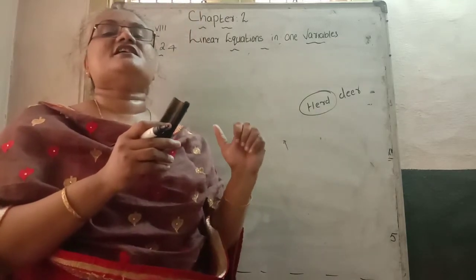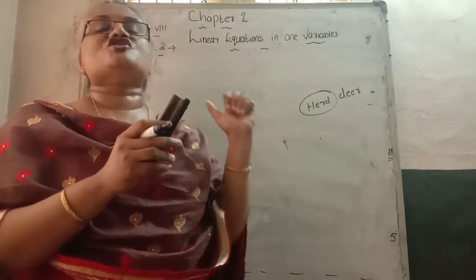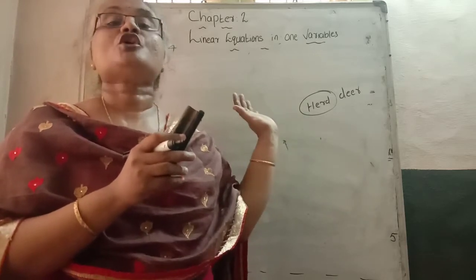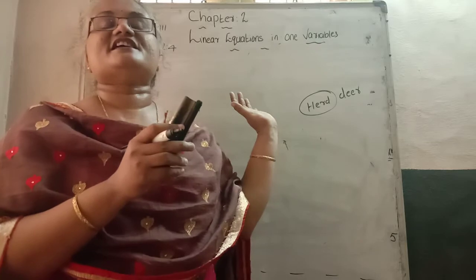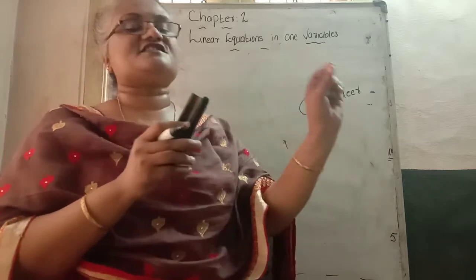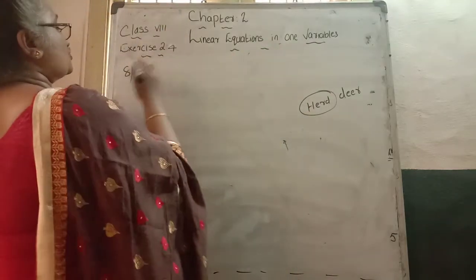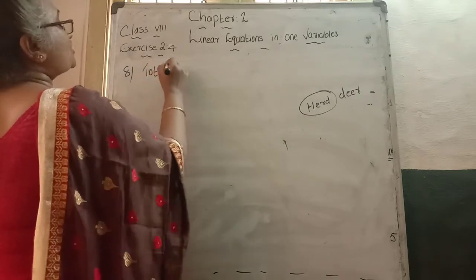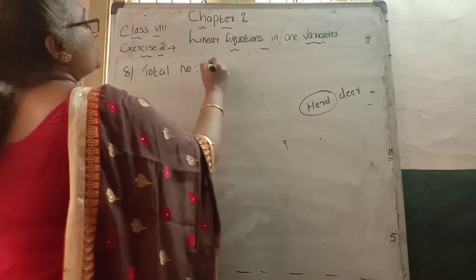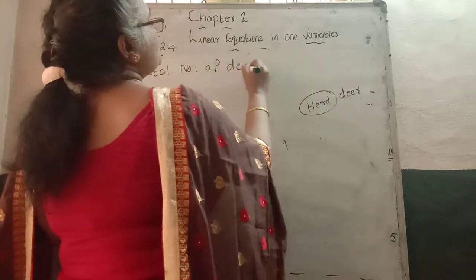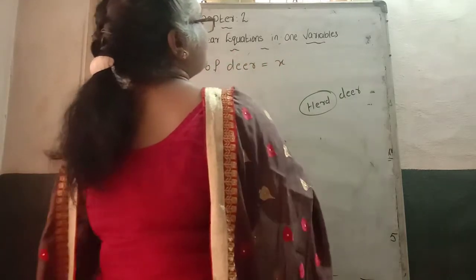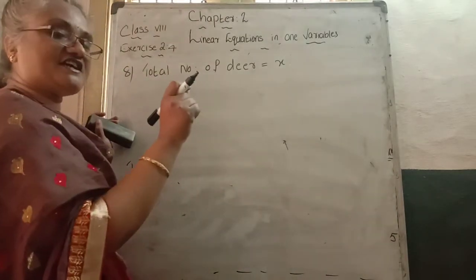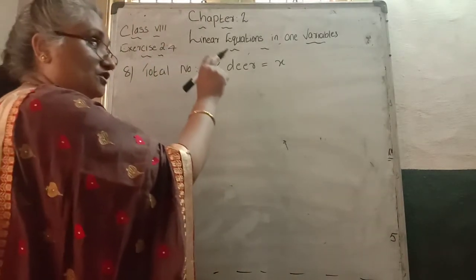The question asks: what is the total number of deer? We have to find out the total number of deer. That is the meaning of our eighth question. We don't know the total number of deer, so we write total number of deer is equal to an unknown, which we consider as the alphabet x.